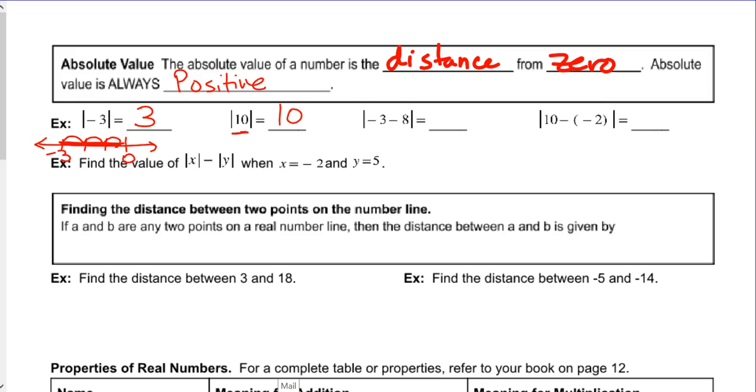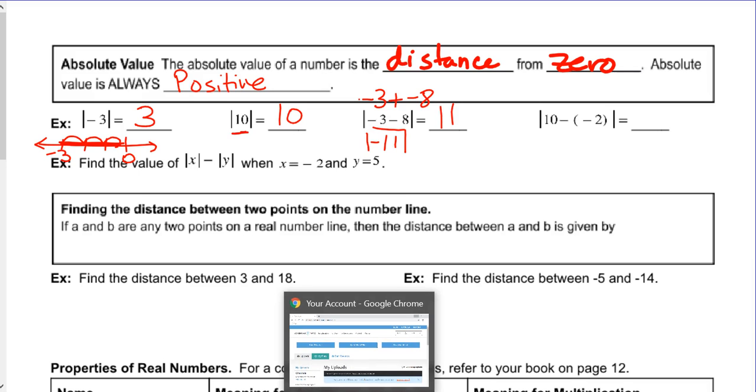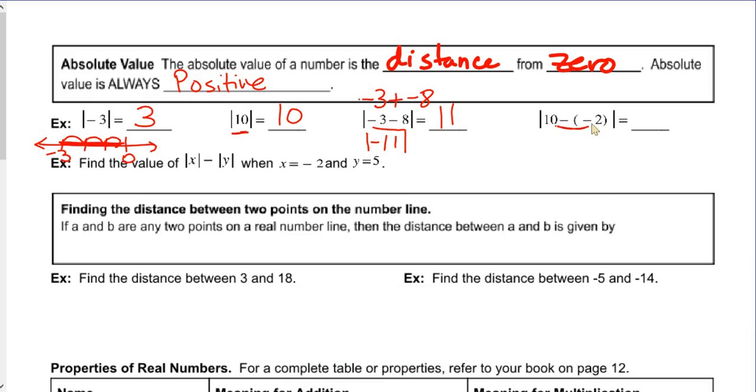Now, the absolute value symbol, I didn't mention that, is these straight up and down bars. So when you see that, that's what we're looking for. In a situation like this, we would need to simplify inside first. Again, a little bit of integer work. If you need to check it with your calculator, please do. Negative 3 minus 8, so it's like negative 3 plus negative 8 if we add the opposite. And that gives me negative 11. And so the absolute value of negative 11, again, take that negative and make it positive. The answer is 11. More integer work.